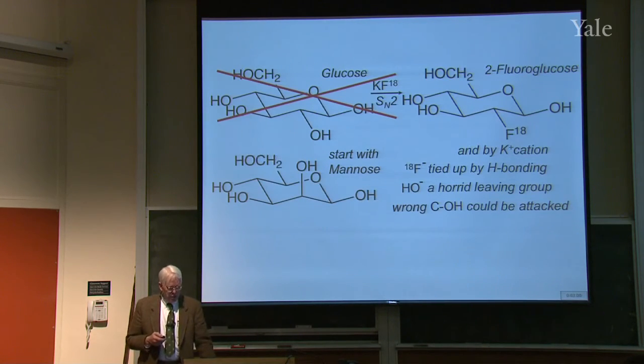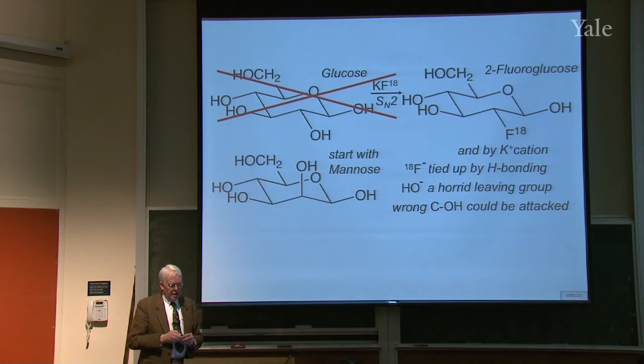Now we have the problem that the wrong CO could be attacked. There are 1, 2, 3, 4, 5 different COHs in here. So what you have to do is make one of them different from the others, right? The one you want to attack has to be different from the others.